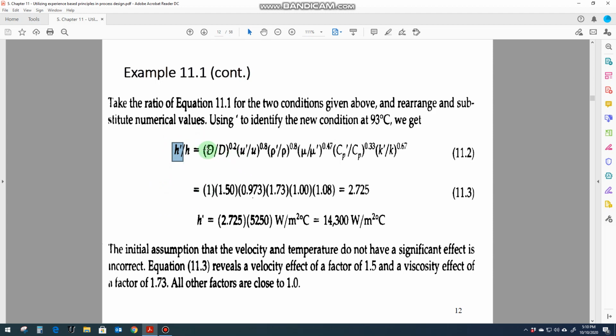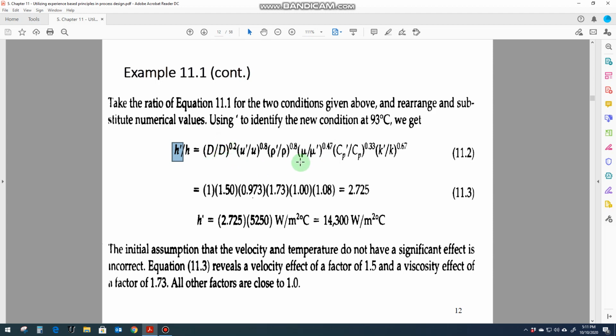So you can get the equation in terms of d by d dash. Dash is missing here, so you can have d by d dash. Then you can have u dash by u, rho dash by rho, mu by mu dash, cp dash by cp, k dash by k. Okay, so here you would see that for some of these properties like velocity, density, Cp, you can see the dash in the numerator. However, here for the viscosity and the diameter, you would get the value d dash in the denominator.